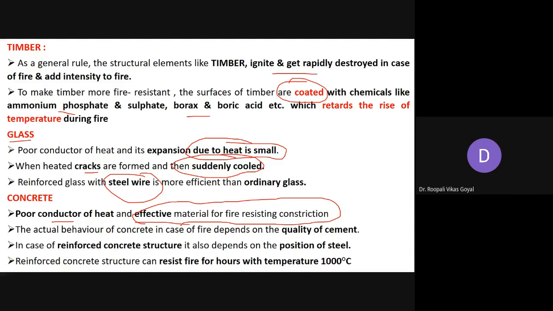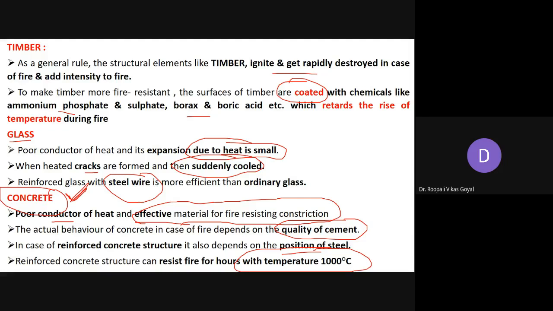And basically the behavior of concrete depends upon the quality of cement. Basically हमारा जो भी strength आता है ना concrete में, main ingredient is cement. It gives its strength. Okay, so this fire resistant property also depends upon the quality of cement used, as well as, if you are using it for an RCC structure, then it depends upon the steel also, the position of steel, which kind of steel, etc. So this RCC structure can resist fire for hours with temperatures up to 1000 degrees centigrade also. So you can say that as far as normal building materials, concrete and brick, these two are very good materials as far as fire resistant construction is concerned.